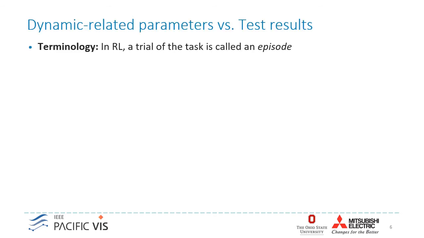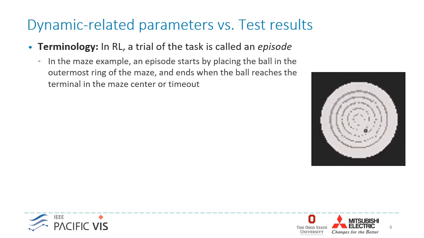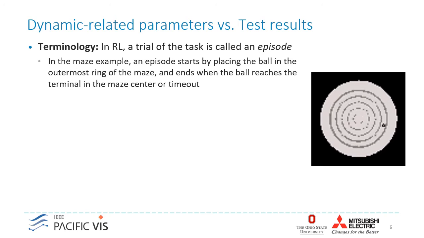The first part of DynamicsExplorer is to help scientists understand how the parameters can impact the final test result of the model. In reinforcement learning, a trial of the model is called an episode. For instance, on the right, we show how the ball is played in the maze. Here, an episode starts when the ball is placed in the outermost ring of the maze, and it ends when the ball reaches a terminal in the center, or just times out.